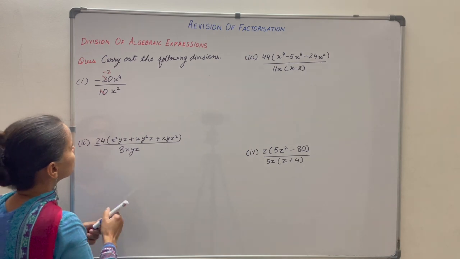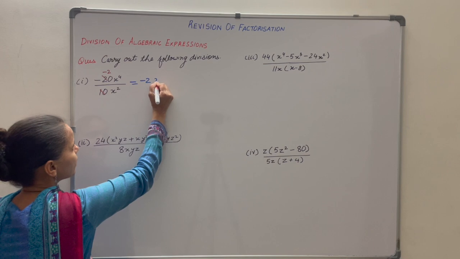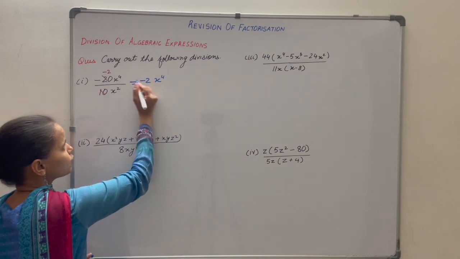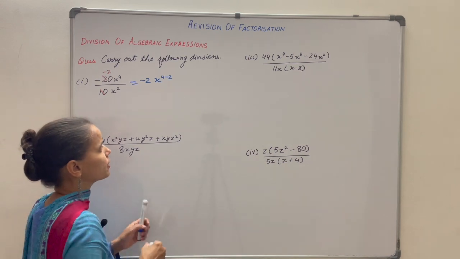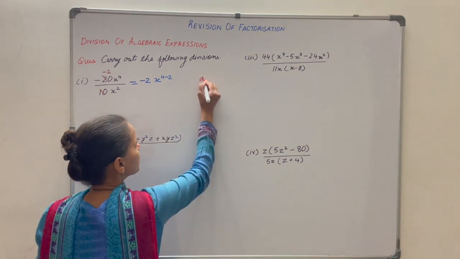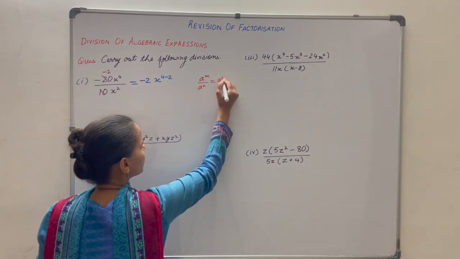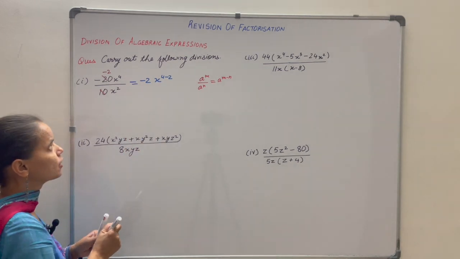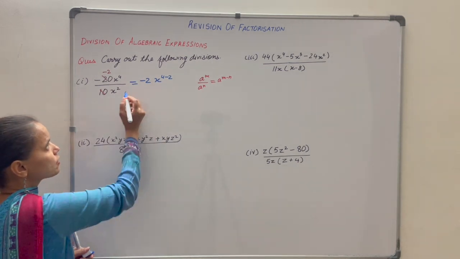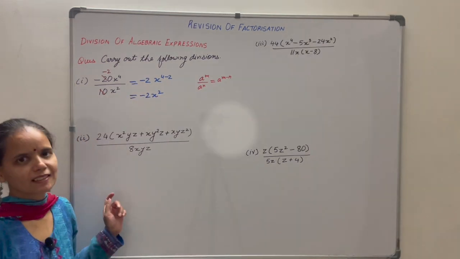And this, how are you going to solve it? We will use the laws of exponents. So here you have minus 2 and x raised power 4. When this goes in numerator, it is minus 2. We have used this law of exponent, a raised power m upon a raised power n is equal to a raised power m minus n. So using this law, we have simplified it. So what do you get here? Minus 2 x square.